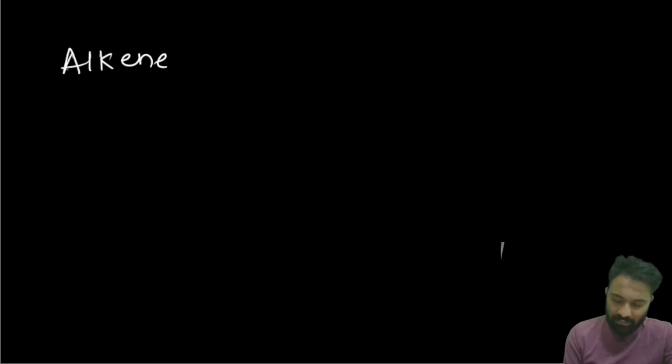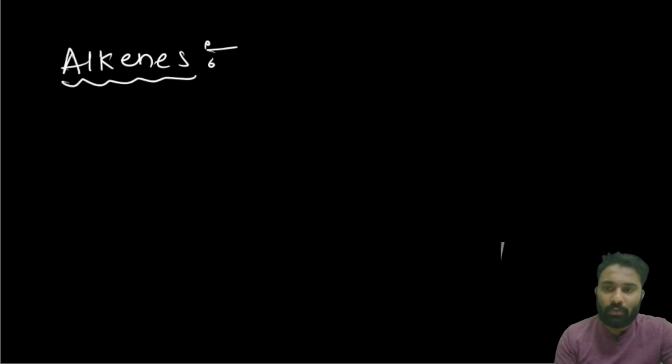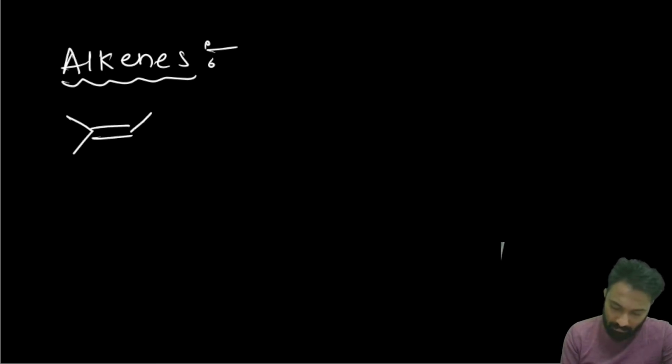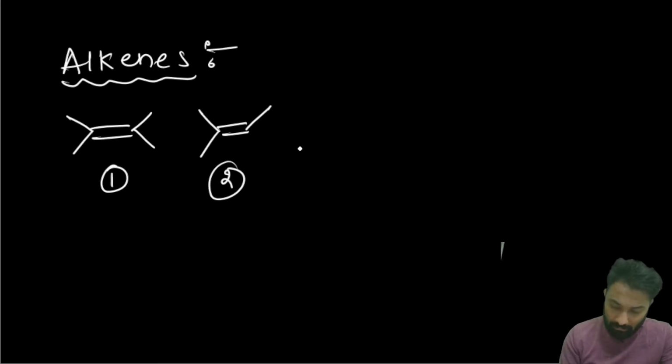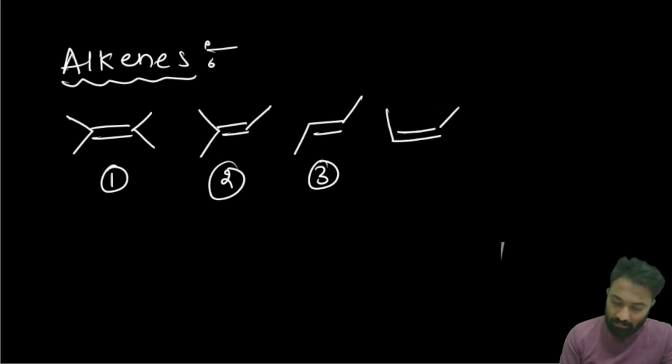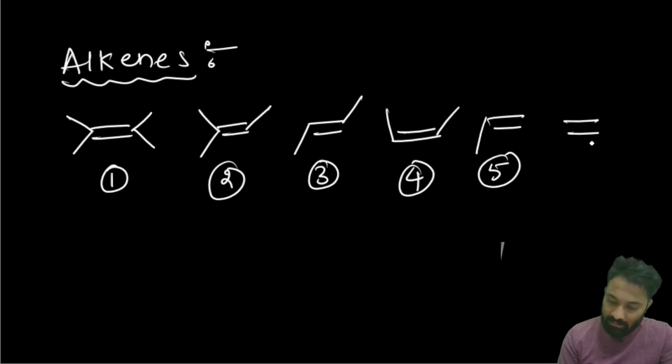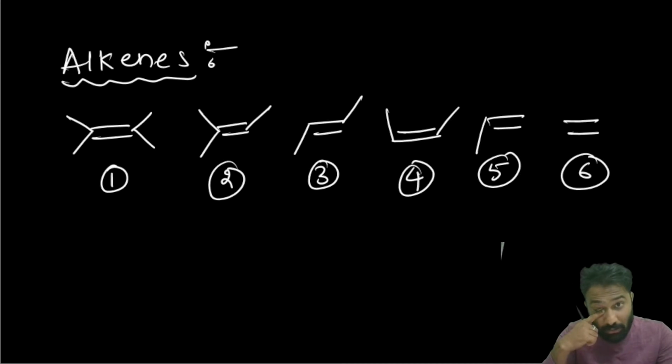If these basics are clear for you, then in the upcoming reactions you will not get any doubt or confusion. Okay, this is the first alkene. The second alkene, the third alkene, the fourth alkene, the fifth alkene, and this is the sixth alkene. Among these six, I will write three orders.